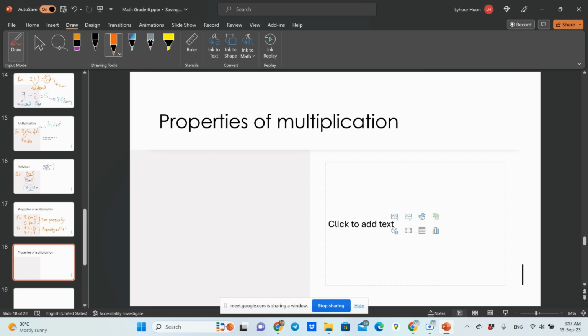Next, for example, we have 9 times 5. It's equal to 45. How about 5 times 9? 45 too. So in multiplication, it is commutative. I mean, we can change them. We can flip it. So that is called commutative.